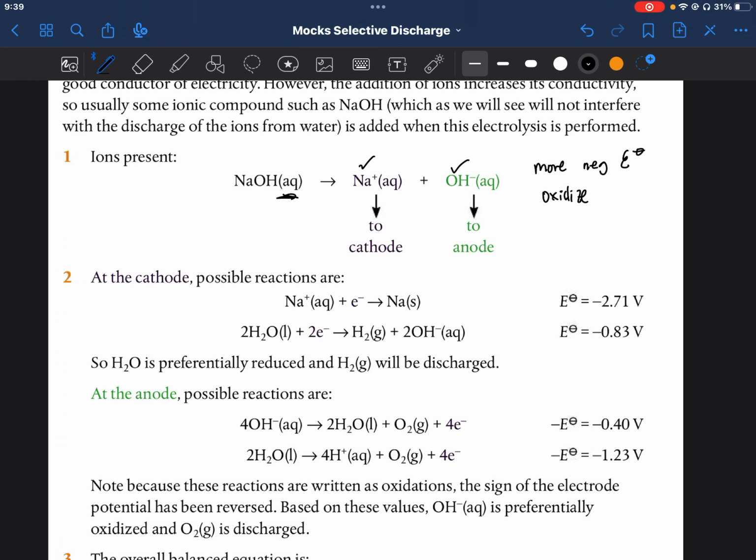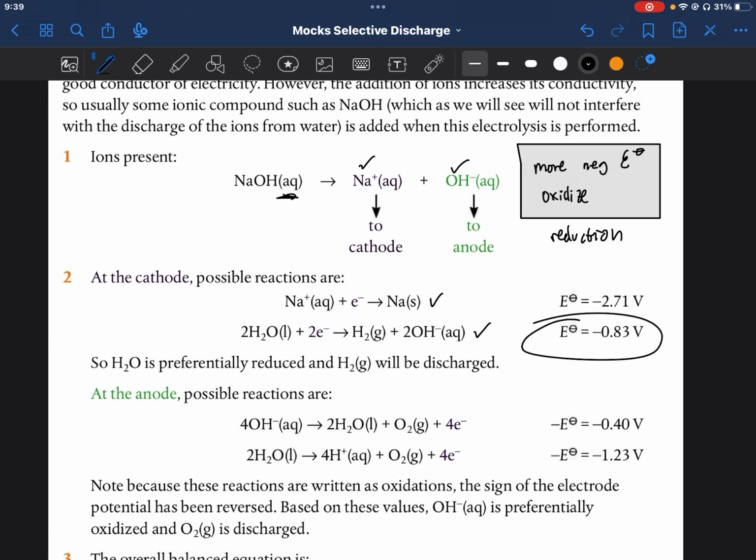Okay, this rule is true when I'm looking at a reduction reaction. So, easy enough, at the cathode, I'm looking at two reduction reactions. I have the reduction of Na+, the reduction of water. More negative, more likely to oxidize. More positive, more likely to reduce. Well, H2O is more positive, so H2O is preferentially reduced. This is the reaction that would actually happen at the cathode.